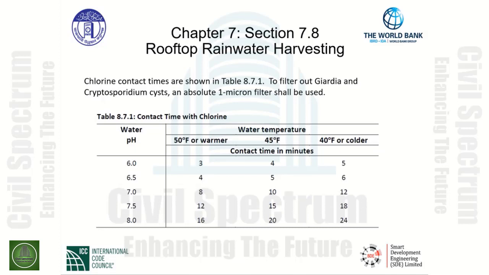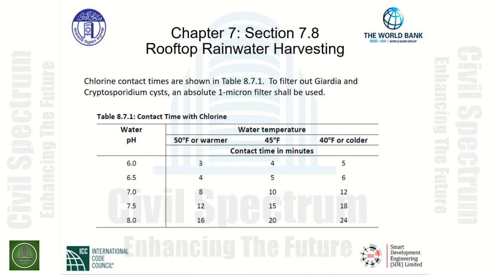Chlorine contact times are shown in Table 8.7.1. To filter out Giardia and Cryptosporidium cysts, an absolute 1 micron filter must and shall be used. Table 8.7.1 indicates in the first column the water pH value. As you know, 7 is neutral. Anything below is acidic, and anything above 7 is alkaline or basic.